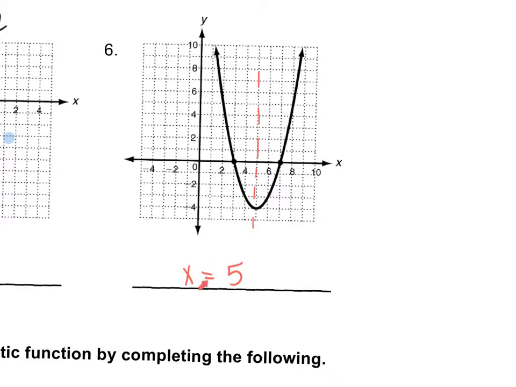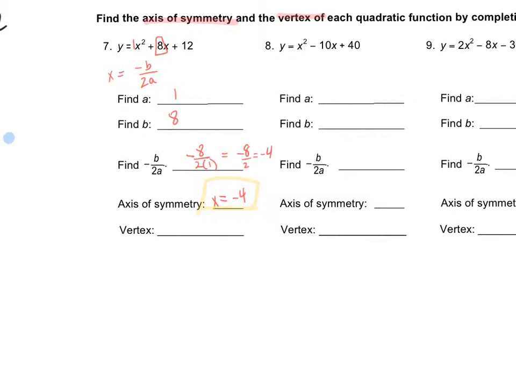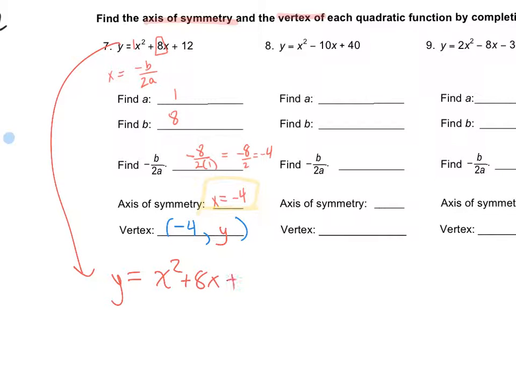And because of that, since I know that x is equal to -4 based off of the axis of symmetry, then the vertex I could simply find. I know my vertex is going to be -4, comma, some value of y that I don't know, but I have the function that y is equal to x squared plus 8x plus 12. So if I want to know what y is equal to when x is -4, I am literally going to plug in -4 into my x value.